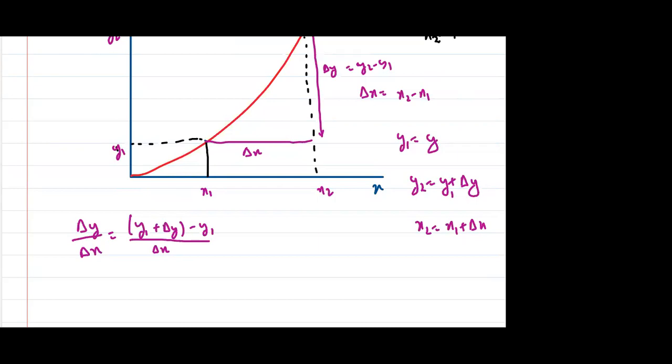y1 will get cancelled. Yes, y1 will also be cancelled, but I'm not cancelling it for now. It will be cancelled, right? Then it is same delta y by delta x, but I want to do something. That's why I'm not cancelling it. Now, what's the meaning of this delta x? So it is a change. Now, suppose I take a point.